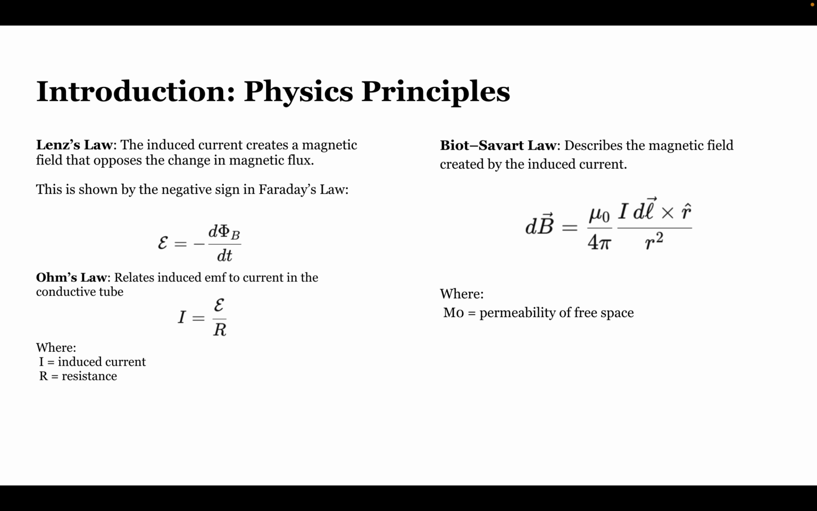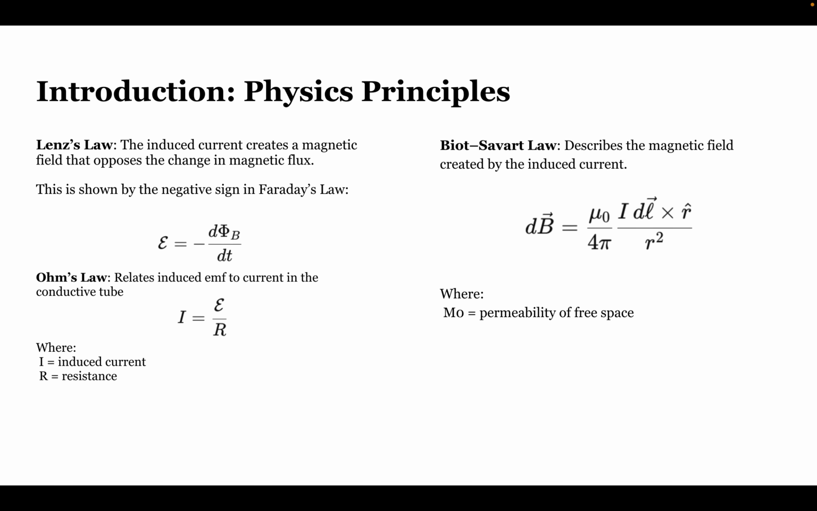Ohm's law relates the induced EMF to the current in the conductive tube. So I is the induced current, R is the resistivity, and E is the induced EMF. You can also rearrange it to find the resistivity or the induced EMF, if given the induced current and the other quantity already.